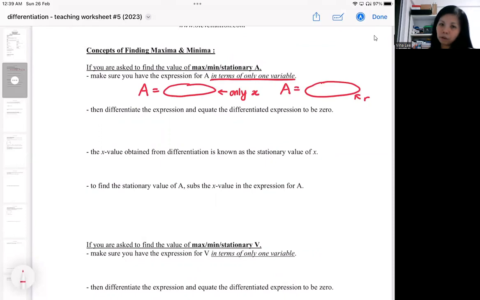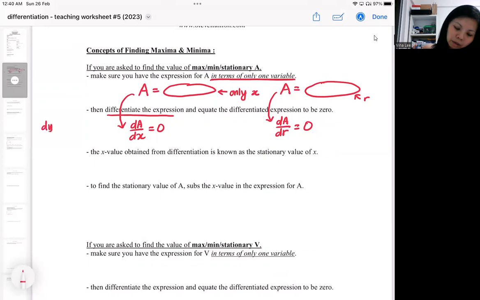And then once you have the formula, you differentiate the expression. So if this is the case, I will be getting dA/dx. If I have it as r, I will be getting dA/dr. So if you would like to find the maximum, minimum, or stationary area, you set the derivative equal to 0. So that behaves very much like stationary point. Like stationary point is dy/dx equal to 0.